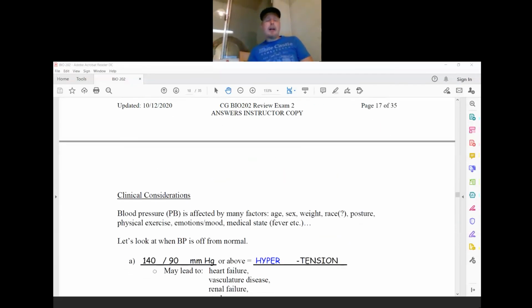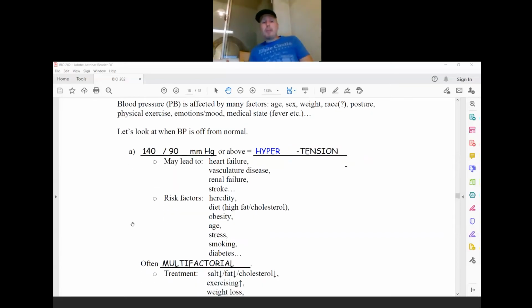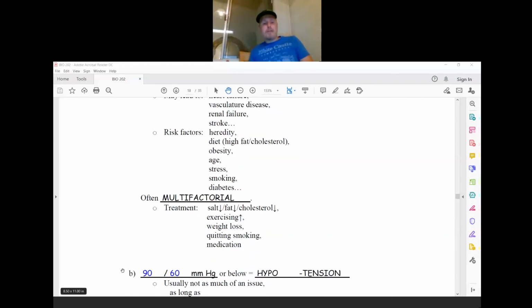And I think that I discussed hypertension and hypotension. Blood pressure is affected by many factors. If we have high blood pressure, we talk about hypertension. And this can have many problematic consequences: heart failure, vascular diseases, renal failure, even stroke. Many factors contribute to that, but often we can't pinpoint a single factor; it's actually a combination of many factors. And there are all sorts of treatments that we can do. Medication is not the only one by any means. Lifestyle changes are a great way to treat hypertension.